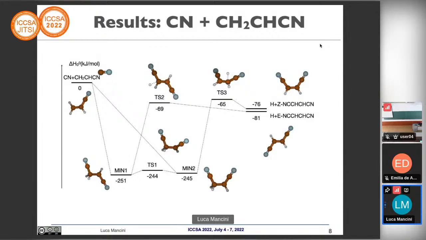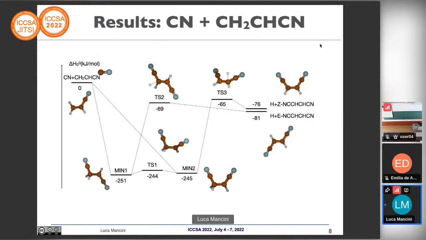As we can see, the first step of the reaction is the attack of the carbon side of the CN to the carbon atom of the CH2 group of the acrylonitrile molecule, leading to the formation of two possible intermediates, min1 and min2, depending on the orientation of the attack of the CN radical. These two intermediates can be easily interconverted by overcoming a very small barrier characterized by the rotation around the carbon-carbon bond of the structure of the intermediate, which shows a partial double bond character.